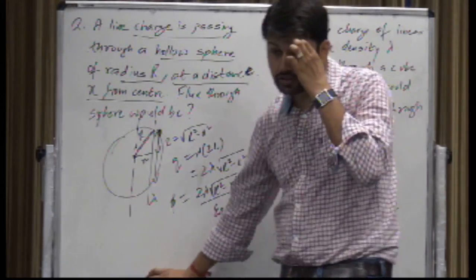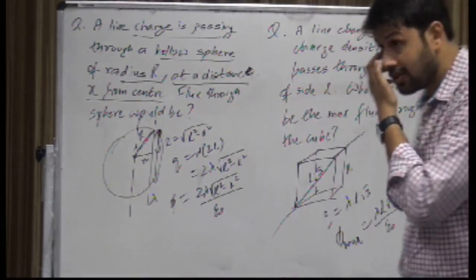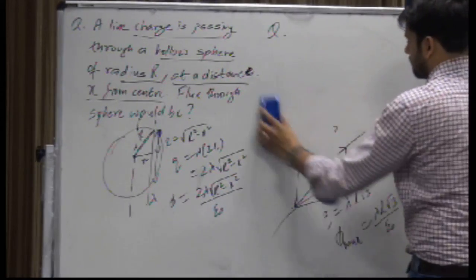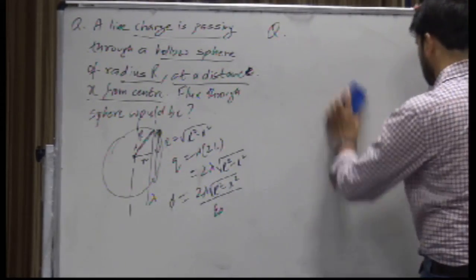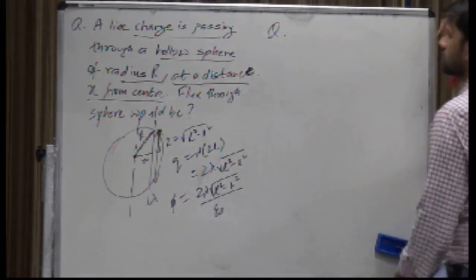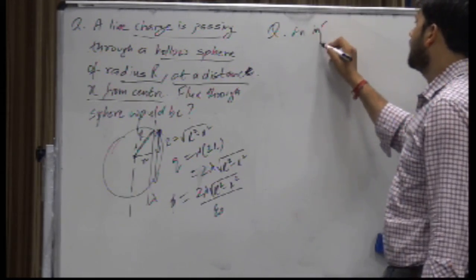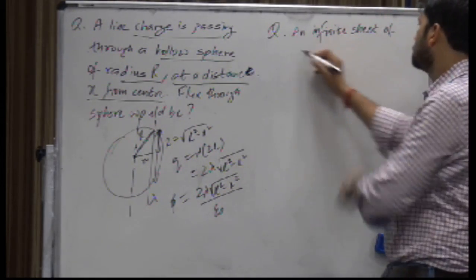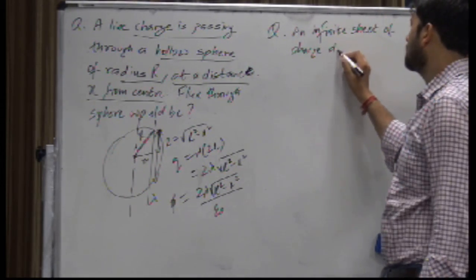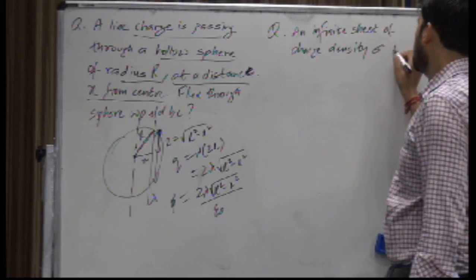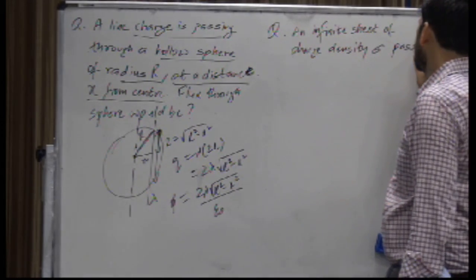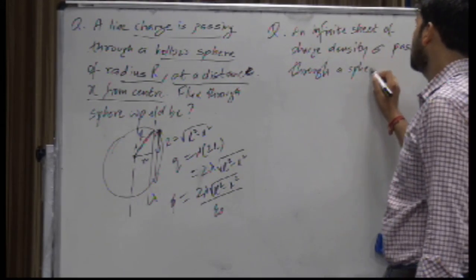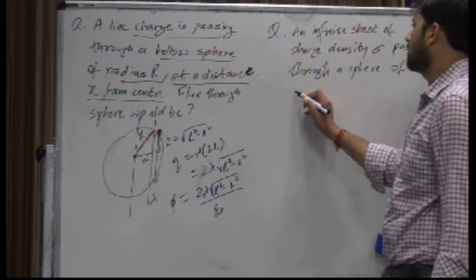It was an easy one, I guess. Let's extend this. An infinite sheet of charge density sigma passes through a hollow sphere.